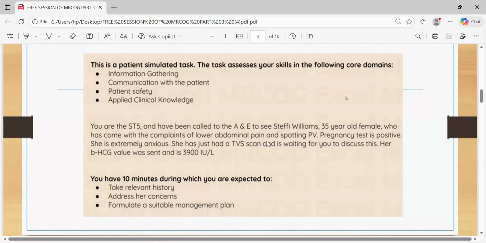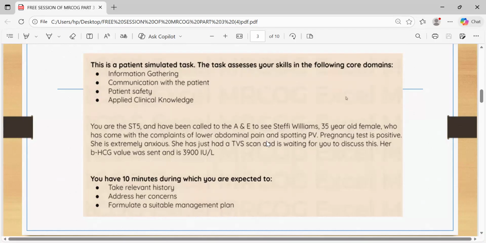Okay. So once you have written this in 2 minutes, most of the time you are in ST5, and you have to have situational awareness, that is, in the accident and emergency department. The name of the patient is Steffi Williams. It is a very important safety point because when you are communicating with the patient, we often forget the name. So I used to write down the name and age of the patient in my 2 minute points. And what is the presenting complaint? She has come with complaints of lower abdominal pain and PV spotting. Write it down in the 2 minute period that this is the presenting complaint. These need to be elaborated.